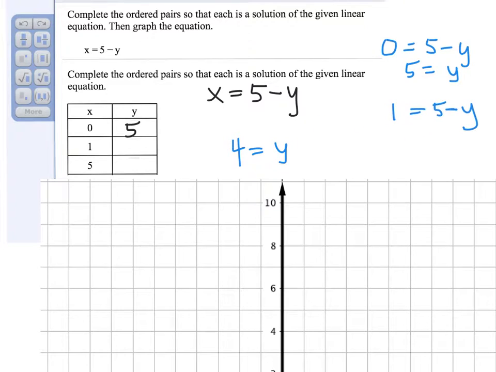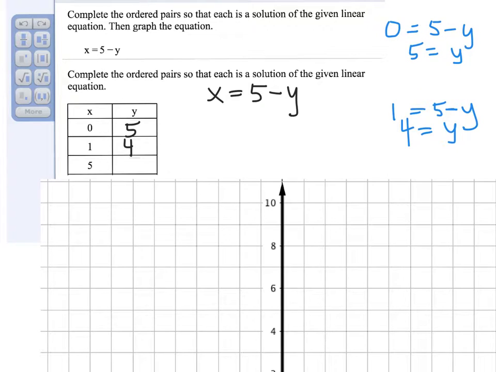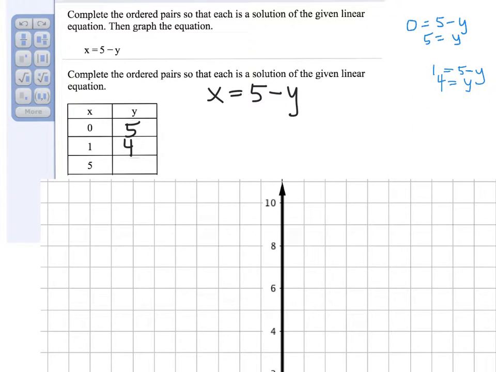So I'm going to move these guys over here. And so y equals 4. So that goes right there. All right, so getting these guys out of the way. In fact, I can shrink them down a little bit, get them out of the way. And then the last one. So now we have x is 5. Well, if x is 5, 5 minus what equals 5? Well, y has to be 0 in order for that to work. So y has to be a 0.